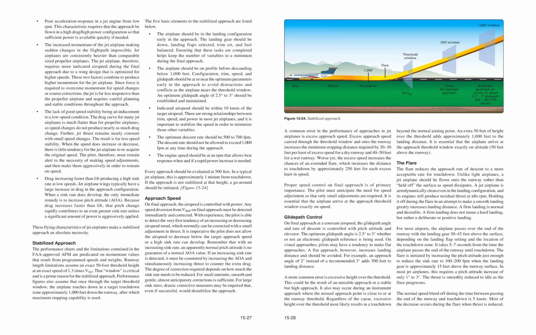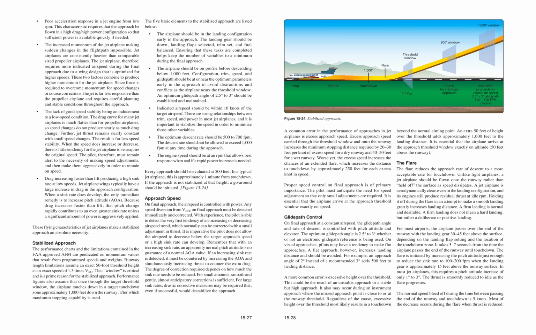A more common error is excessive height over the threshold. This could be the result of an unstable approach or a stable but high approach. It also may occur during an instrument approach where the missed approach point is close to or at the runway threshold. Regardless of the cause, excessive height over the threshold most likely results in a touchdown beyond the normal aiming point. An extra 50 feet of height over the threshold adds approximately 1,000 feet to the landing distance. It is essential that the airplane arrive at the approach threshold window exactly on altitude, 50 feet above the runway. The flare reduces the approach rate of descent to a more acceptable rate for touchdown.